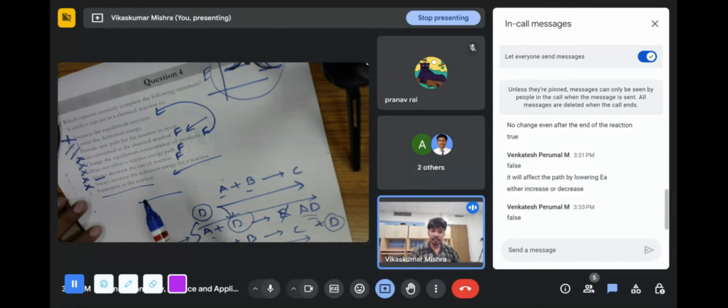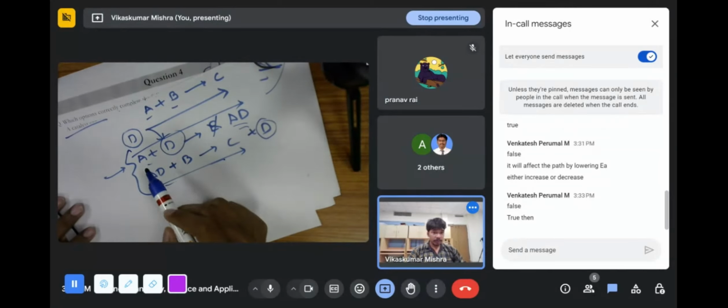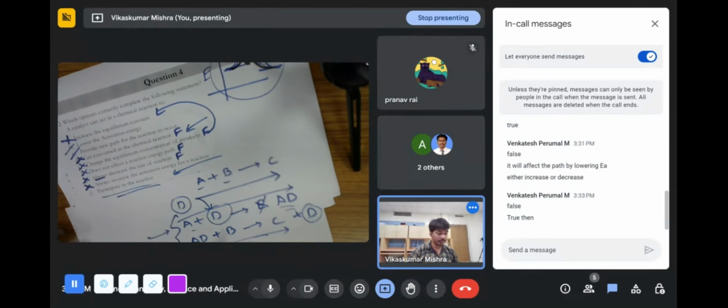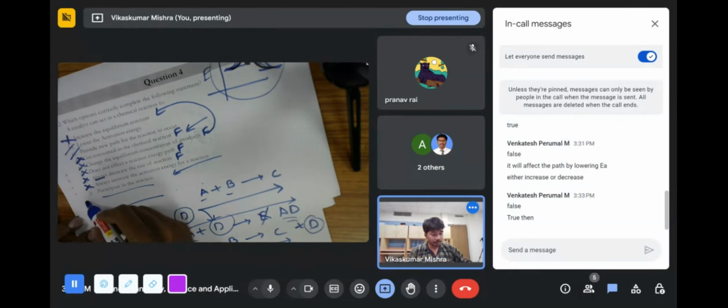Does it participate in the reaction? Yeah, it's true that the catalyst has changed the path of the reaction, and it is not getting consumed, but it is participated in the reaction. Yeah, perfectly right. It's true.